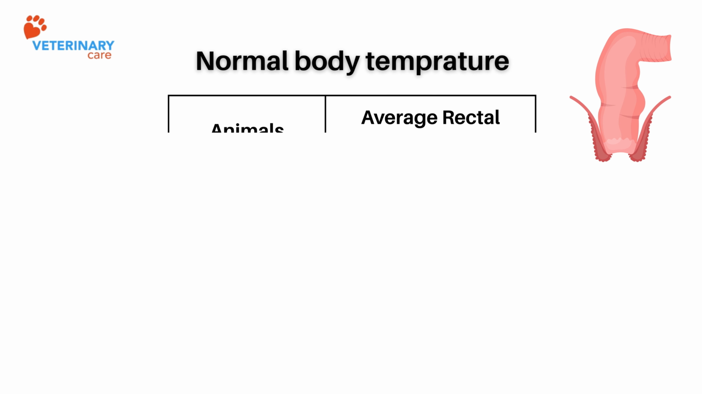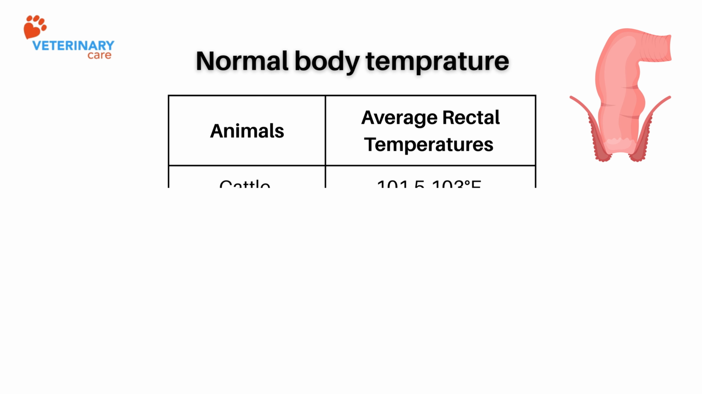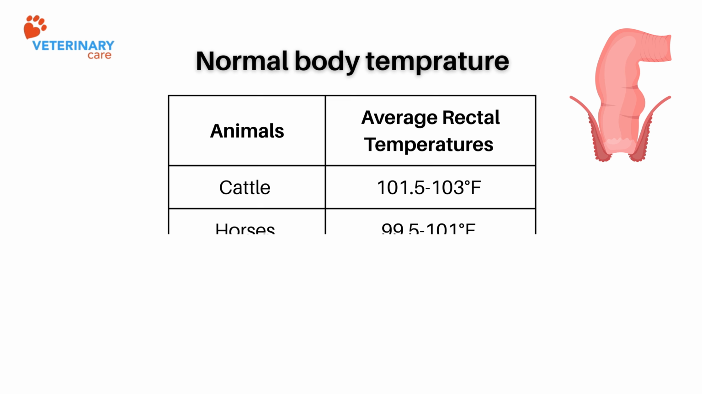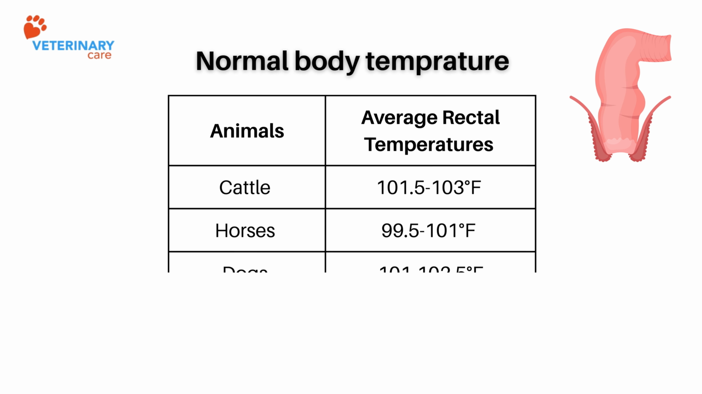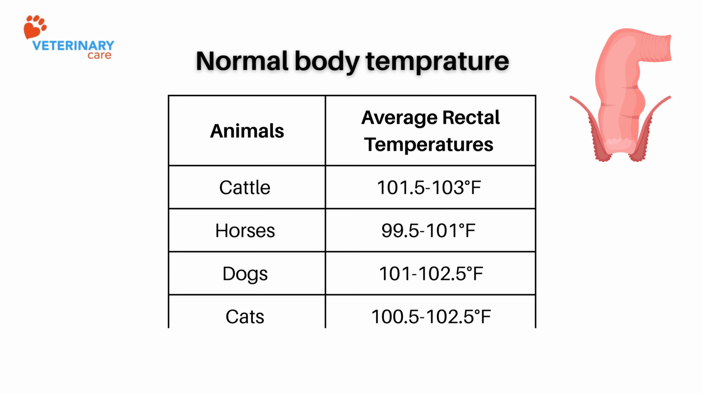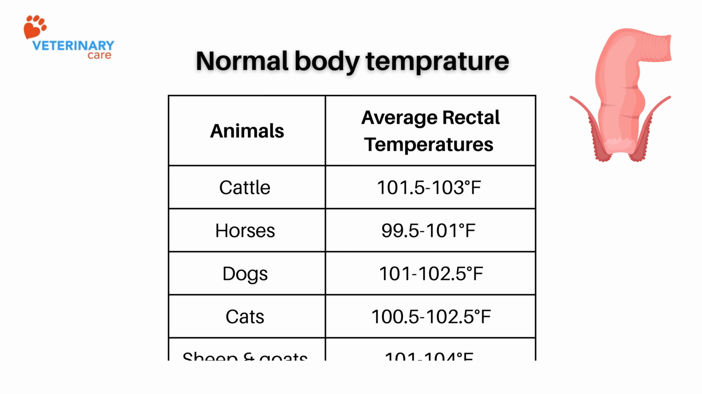Knowing an animal's normal body temperature is key. Here are the average rectal temperatures for common animals: cattle, 101.5 to 103 degrees Fahrenheit, horses, 99.5 to 101 degrees Fahrenheit, dogs, 101 to 102.5 degrees Fahrenheit, cats, 100.5 to 102.5 degrees Fahrenheit, sheep and goats, 101 to 104 degrees Fahrenheit.